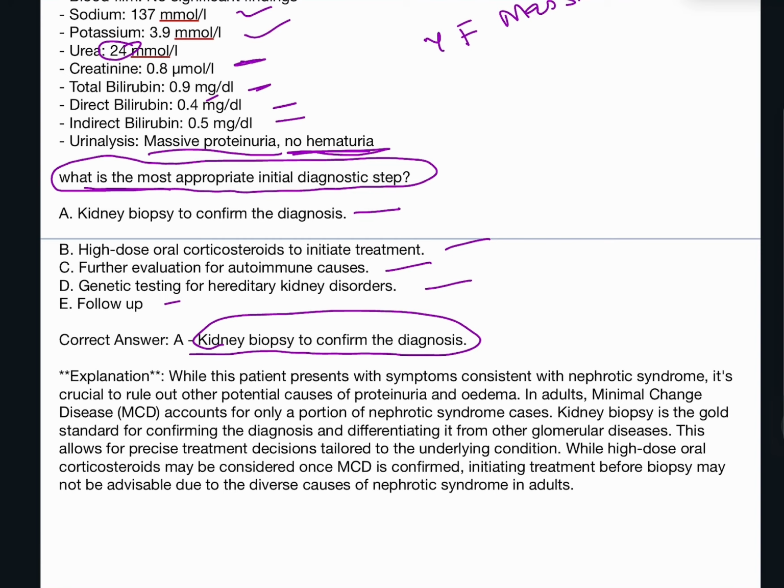Explanation: while this patient presents with symptoms consistent with nephrotic syndrome, it is crucial to rule out other potential causes of proteinuria and edema. In adults, minimal change disease accounts for only a portion of nephrotic syndrome cases. Kidney biopsy is the gold standard for confirming the diagnosis and differentiating it from other glomerular diseases. This allows for a precise treatment decision tailored to the underlying condition. While high dose oral corticosteroids may be considered once MCD is confirmed, initiating treatment before biopsy may not be advisable due to diverse causes of nephrotic syndrome.